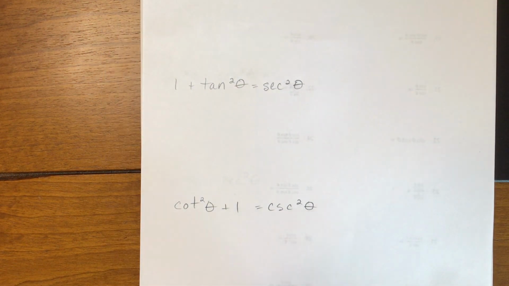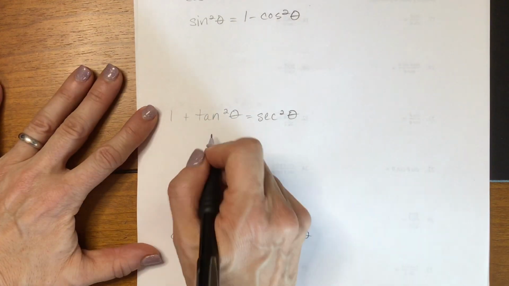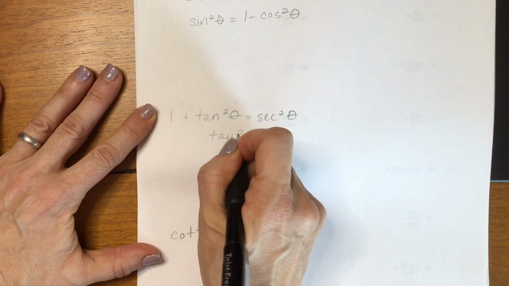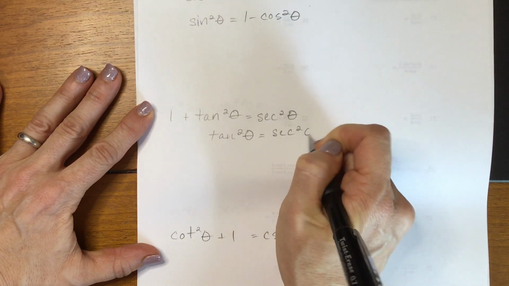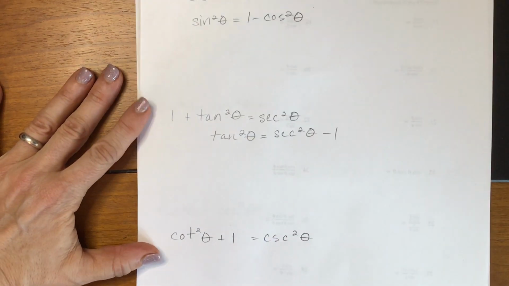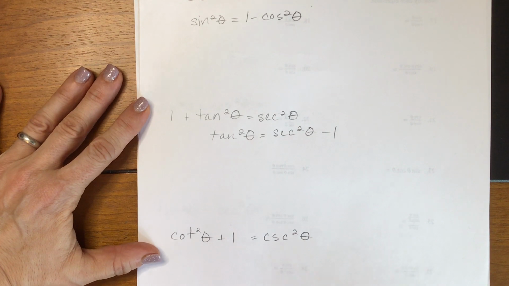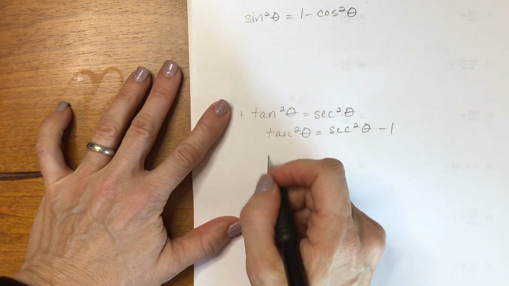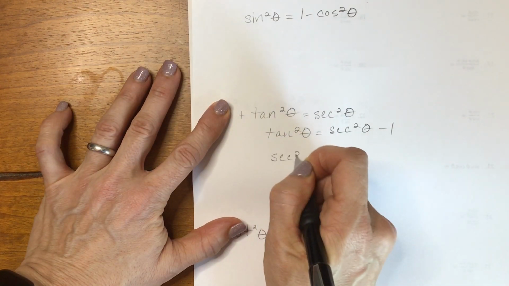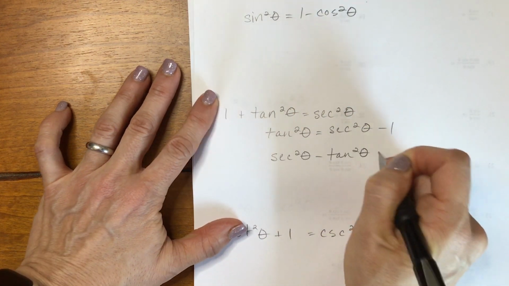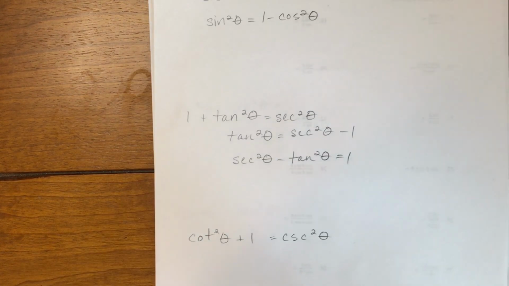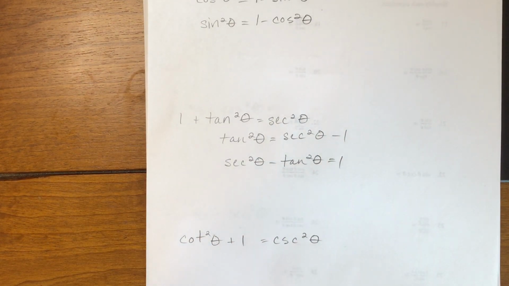We can do the same down here. I could say that tangent squared theta equals secant squared theta minus 1. Or I could say that secant squared theta minus tangent squared theta equals 1. It's just a couple different ways to rewrite that.